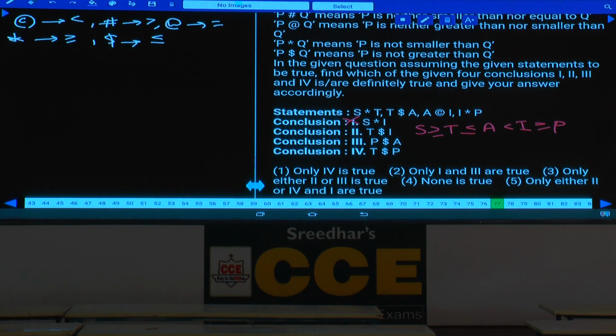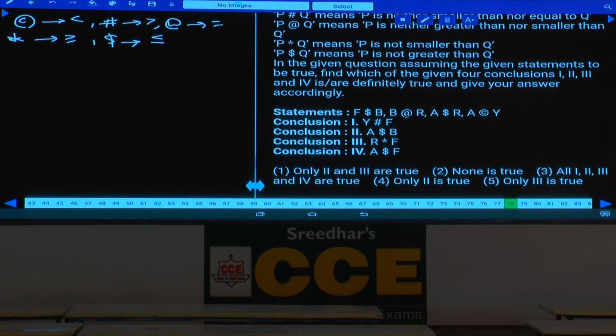Next one, T and I. Between T and I, T is lesser than I. This dollar stands for what? Dollar is lesser than or equals to, isn't it? Now finally we got T lesser than I, but as here it is lesser than or equals to, it cannot be true. Next one, P lesser than or equals to A. Now between A and P, one lesser than, one greater than, does not follow. And T and P, between T and P, one lesser than, one greater than, does not follow. And so what is your answer here? None is true, choice 4. 77, none of the given conclusions follow, and it is given in choice 4.